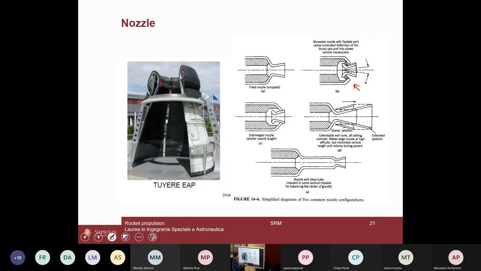In this other case, it's completely out of the case, and this is also an example of an extendable cone that can be deployed if you are in a higher stage, not in a first stage. And here is another example, where you see this arrow in B, emphasizing that you can move the nozzle to an angle, up to an angle alpha, to get thrust vectoring. So these are just a few examples.